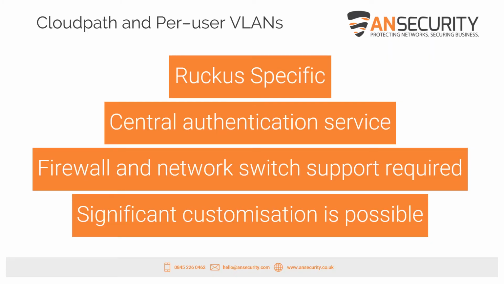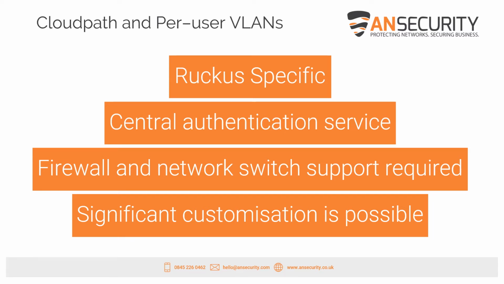Ruckus Cloudpath is a Ruckus-specific technology in that it requires Ruckus controller infrastructure, for example, the Ruckus Cloud or the Smart Zone controllers. It uses a technology known as DPSKs, or dynamic pre-shared keys, to authenticate devices onto a wireless network. To make use of the per-user VLAN technology, a central authentication service is required. Individual VLAN IDs are mapped to individual identities.